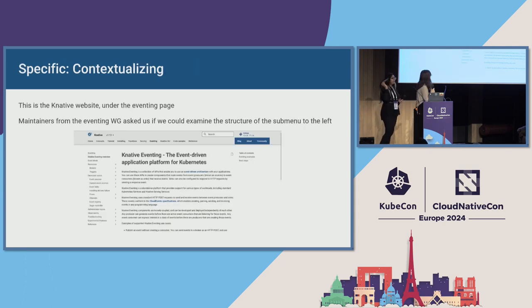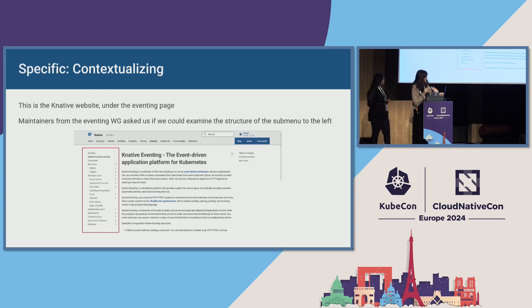So we'll start by contextualizing a bit here. This is the Knative website, specifically under the eventing page, and we were approached by maintainers from the eventing working group at Knative to kind of examine this substructure that's towards the left and see if there were any usability issues or UX improvements that we could make to it. This is just highlighting the submenu that I was referring to.